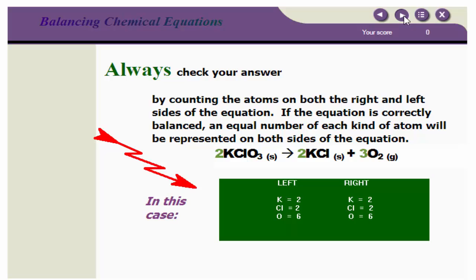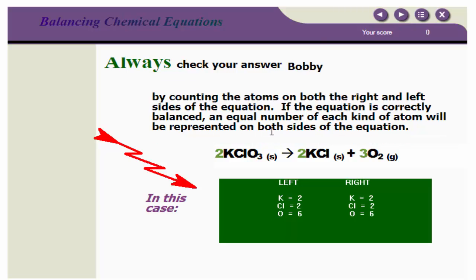What you're looking for here is just to make sure that the total number of atoms on the reactant side equals the total number of atoms on the product side. You can set up a little table like this. A lot of people like to do it that way, just to make sure you don't lose track of things.